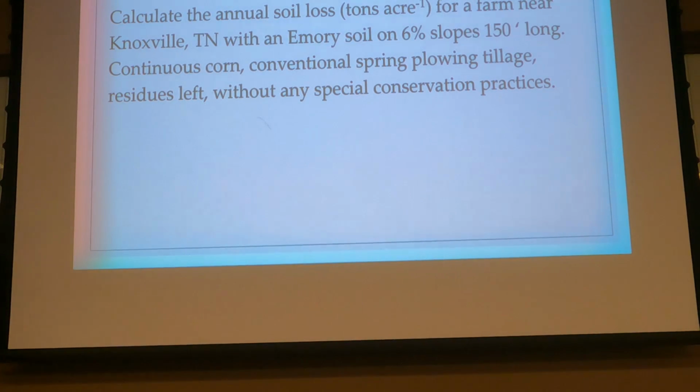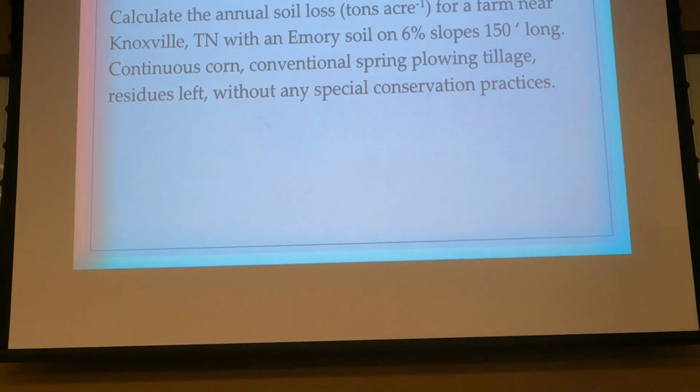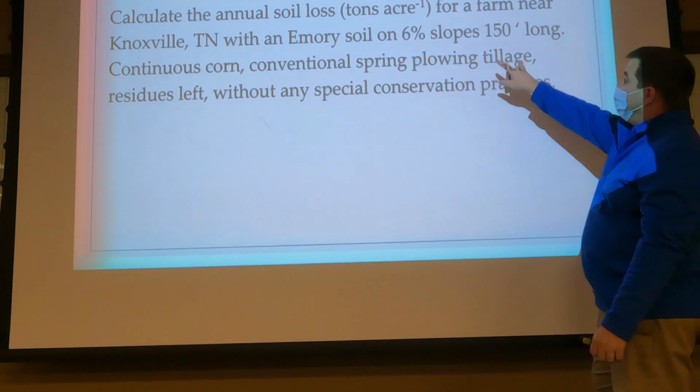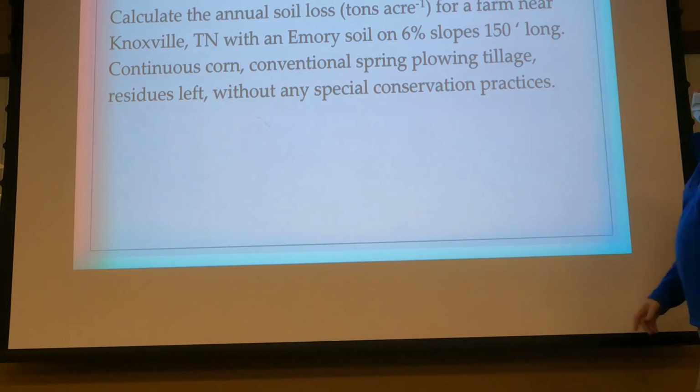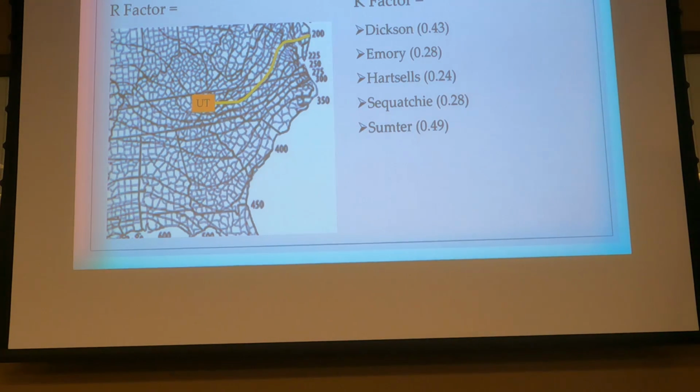All right, this is where we get to do something now, finally. So we're going to calculate the annual soil loss, Knoxville on an Emory soil with our 6% slopes. Then we have our cropping system. We're going to go through each one of these step by step so you know where we're getting the numbers, what we're doing with it. So the first thing we're going to do is find our R factor. We're going to go to our rainfall isotherm map, and we're going to try and decipher where that line is.